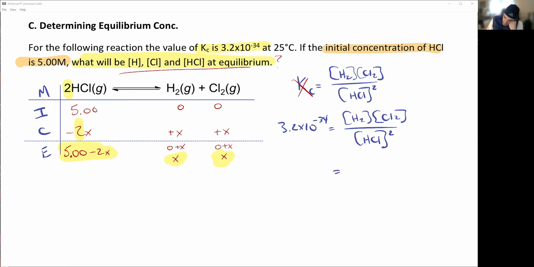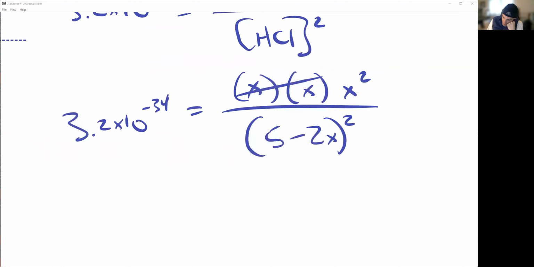So now let's solve it, because now I have 3.2 times 10 to the negative 34 is equal to x times x all over 5 minus 2x squared. Is there anything that I can do here? Well, x times x is going to give me x squared. And we can do a couple of mathematical tricks here, and we're going to see that there are a lot of math tricks that we can do. We need to solve for x. Both of these are squared. So if I actually take the, in fact, I'll just get rid of this so we can see it easier.